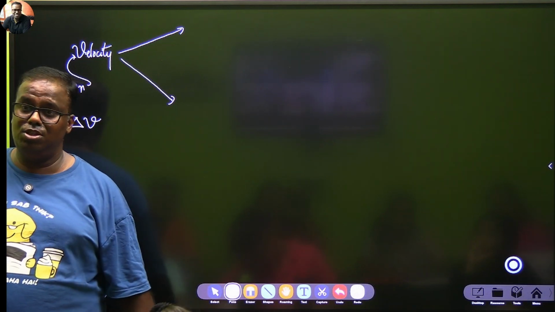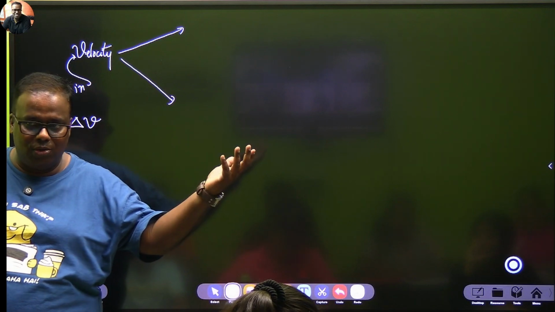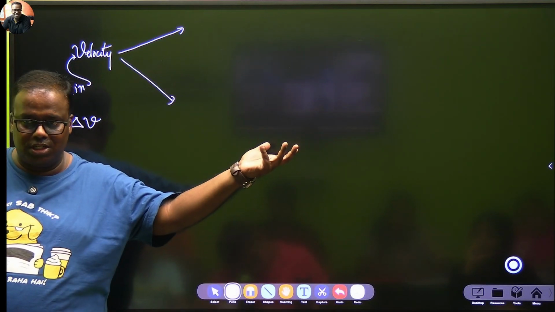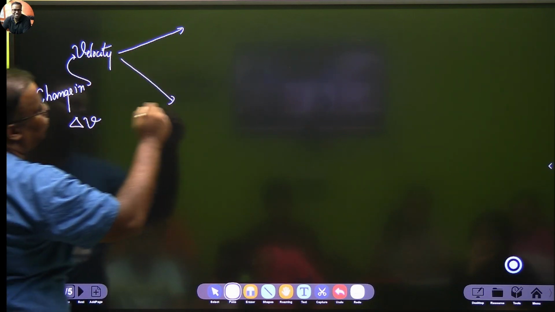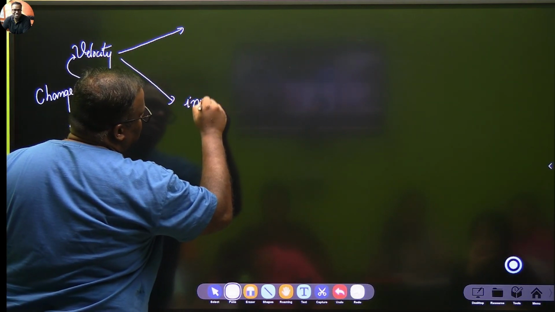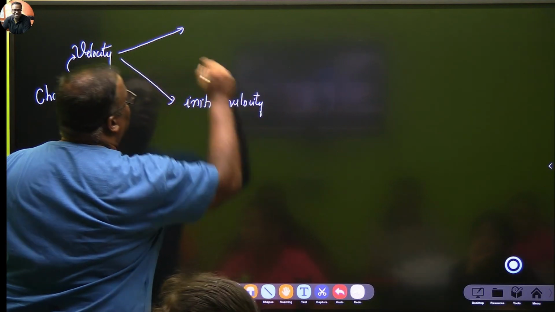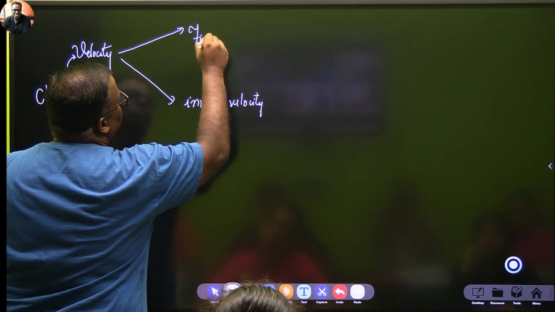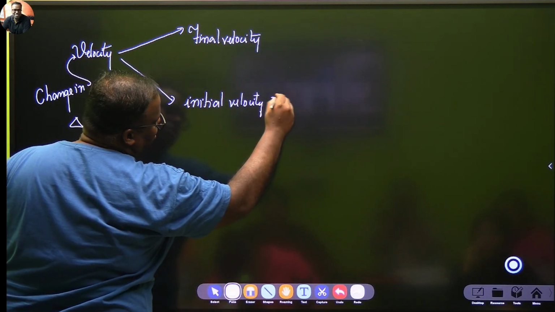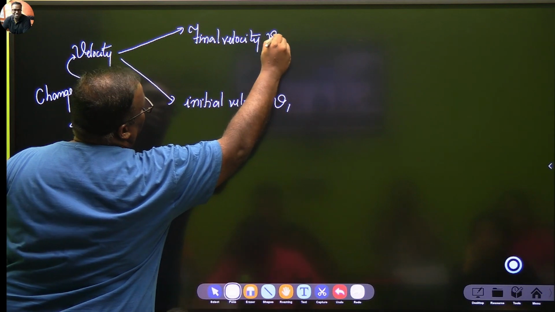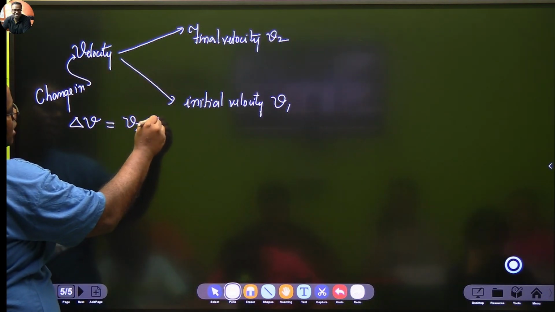Change in velocity means what? Velocity has changed, meaning in the first term there must have been one velocity, and in the second term also some velocity. So when a velocity changes, obviously I should have something known as initial velocity and something called final velocity. Initial velocity will be denoted by v1, final by v2, and delta v will be given by v2 minus v1.